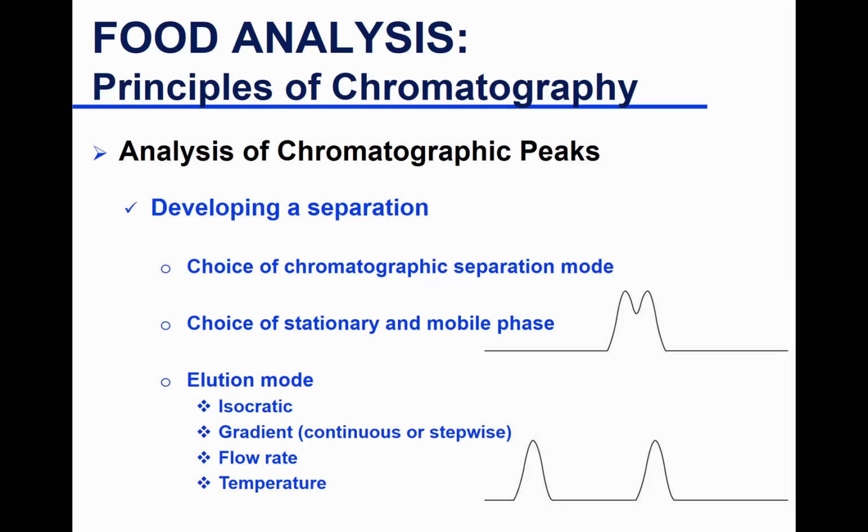Then flow rate. So is it 1 milliliter per minute, or is it 0.8 milliliter per minute, or 1.2 milliliter per minute? Sometimes you have to find the optimum flow rate to get the optimum resolution. And I'll talk about the role of flow rate in resolution later on. So it does affect how well your samples separate.